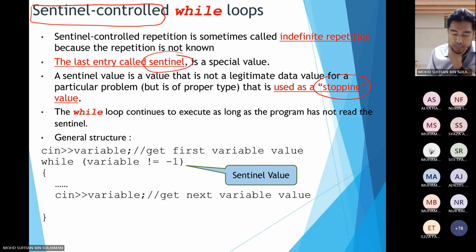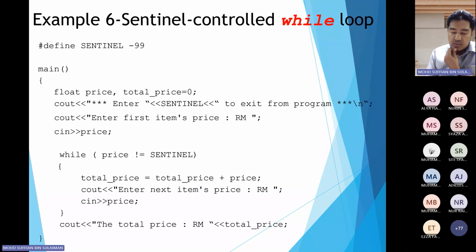For example, while variable not equal to -1. We set the condition like this. So when we enter -1, what happens? The loop will be stopped, and then we will exit the loop. That is the example. So this is a complete example of a sentinel control loop.